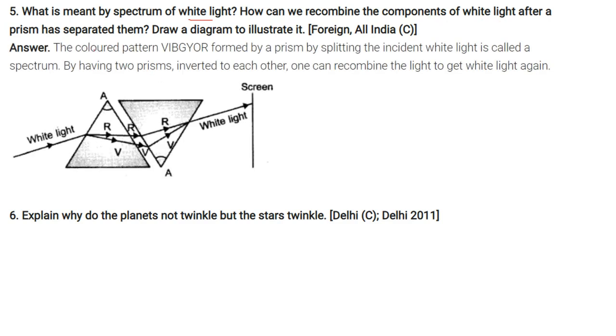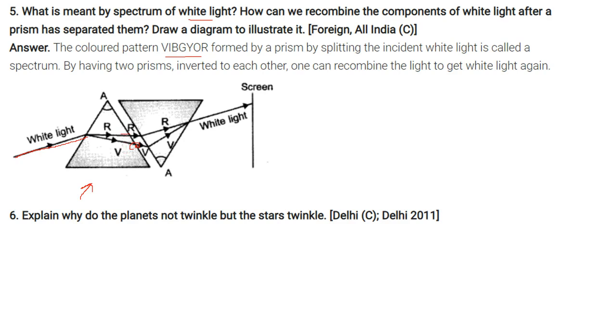So the colored pattern VIBGYOR is formed by this prism by splitting the incident white light. So this is the incident white light. It is spread because every color of light has a different frequency and speed, so they will bend accordingly. And while this splitting is going on, violet is bent more than the red one.